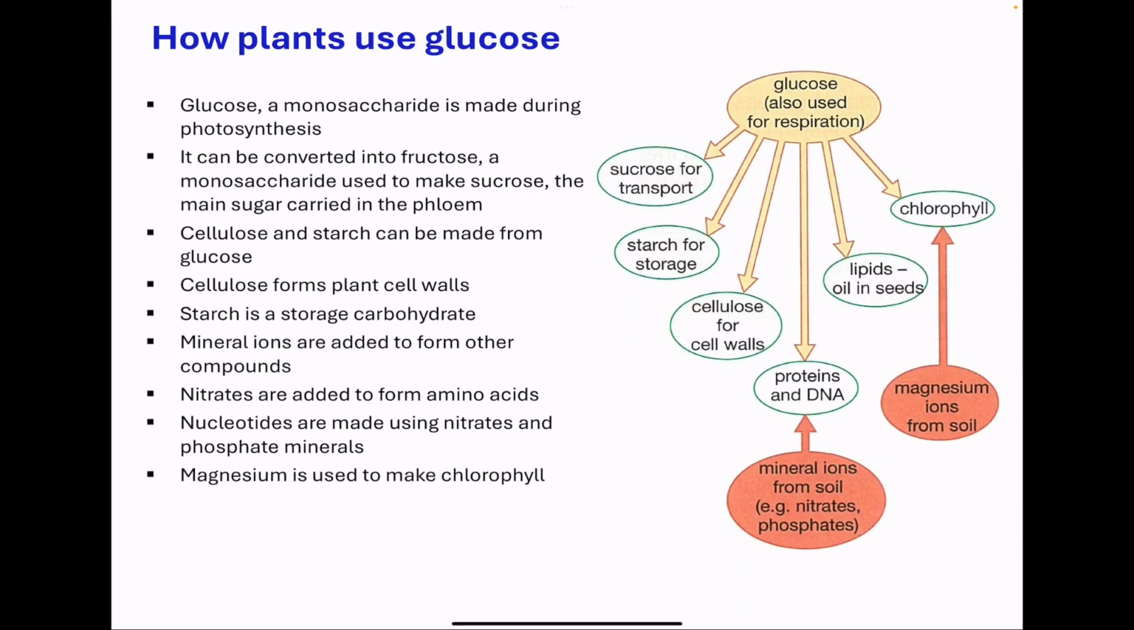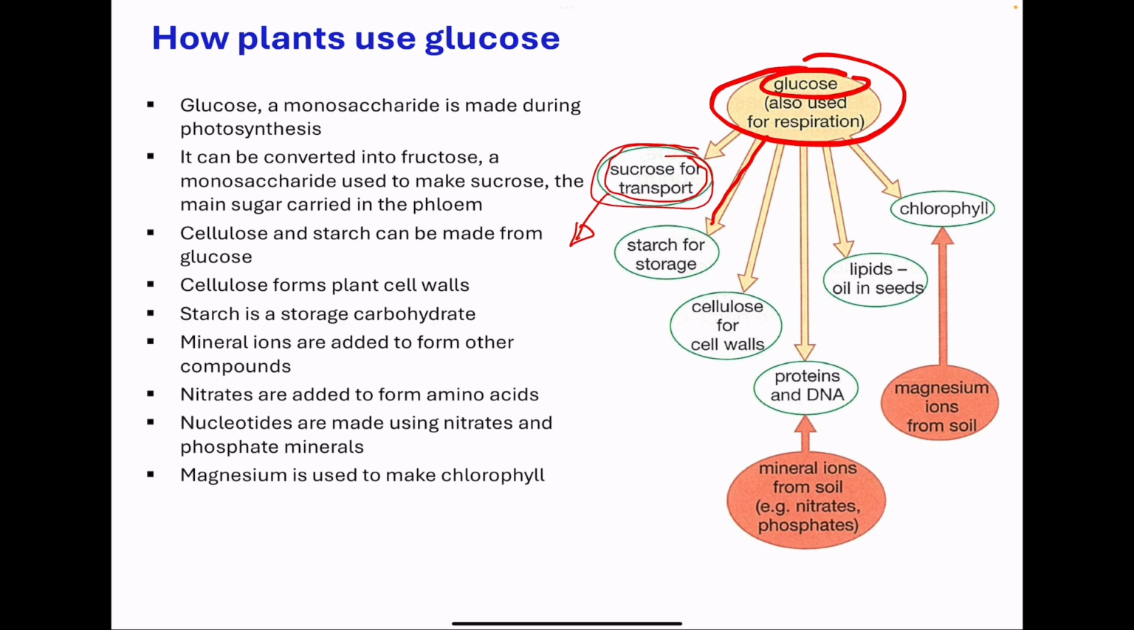Next, we go to how plants use glucose. Here we can see glucose from photosynthesis. It could be used for respiration, or glucose could be converted into fructose, and then the fructose reacted with more glucose to produce sucrose, which is a disaccharide. Remember, glucose is a monosaccharide, so sucrose is going to be produced as fructose and glucose come together. So this is going to be transported through the plant in the phloem to be stored.